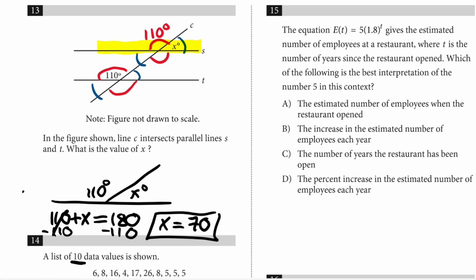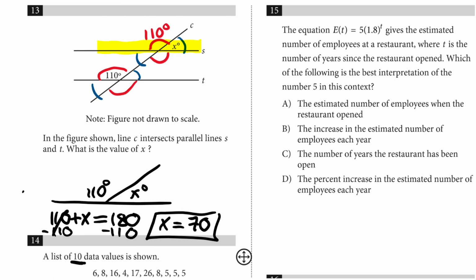The equation E of t equals 5 times 1.8 to the power of t gives the estimated number of employees at a restaurant, where t is the number of years since the restaurant opened. Which of the following is the best interpretation of the number 5 in this context?